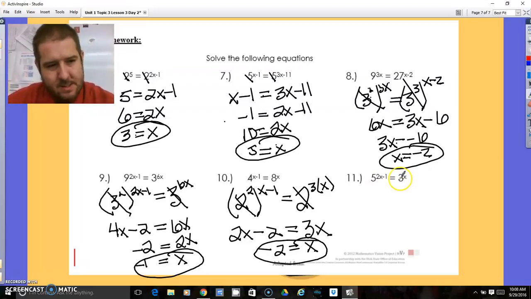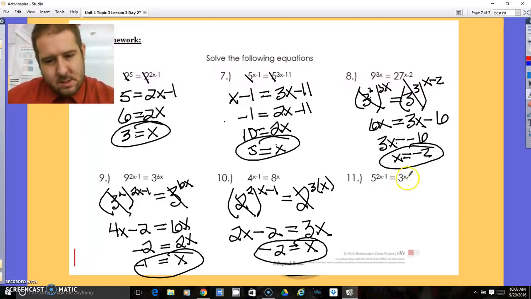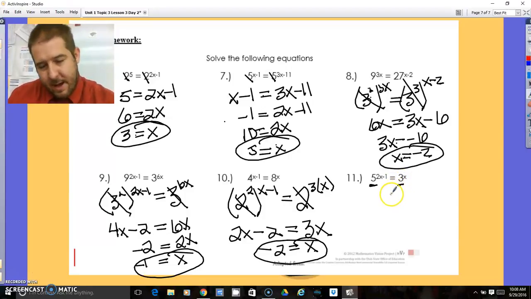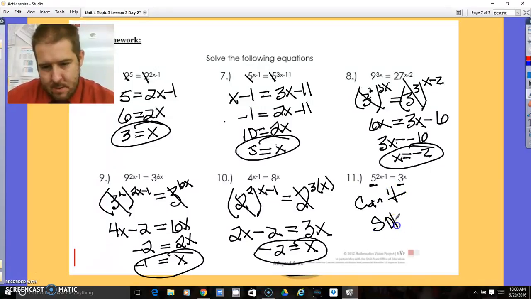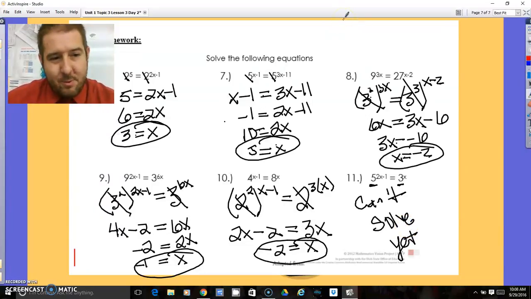Last question. Ooh, we've got base 5 and base 3. Ladies and gentlemen, there is nothing you can do to solve this question. You can't solve this because there's no way to make base 5 into base 3 or vice versa. I don't want to completely lie to you. There is a way to solve this. It's just you don't know how to do that yet. It takes a logarithmic function in order to solve this equation. So for the time being, we're just going to have to put a, can't solve yet, until you learn how to do logarithmic functions in Algebra 2, which is 11th grade math.